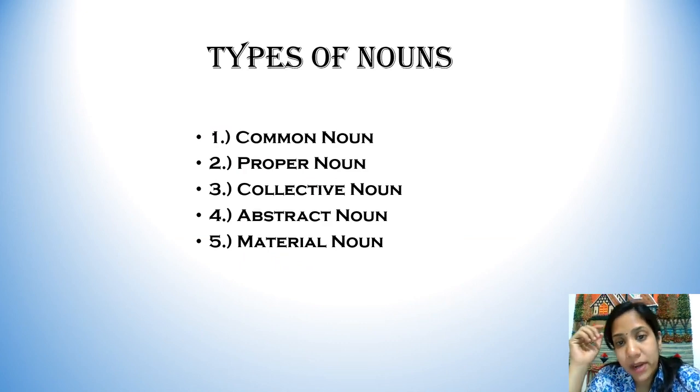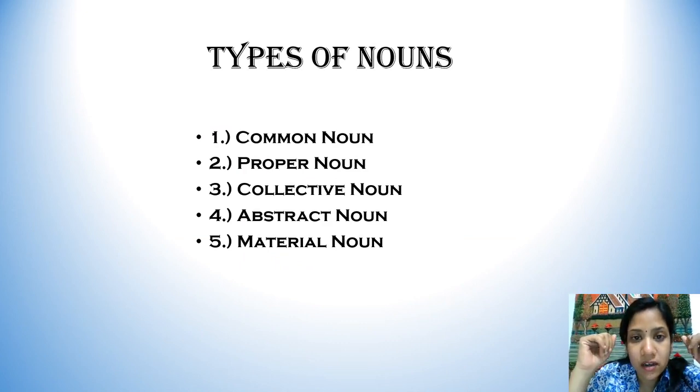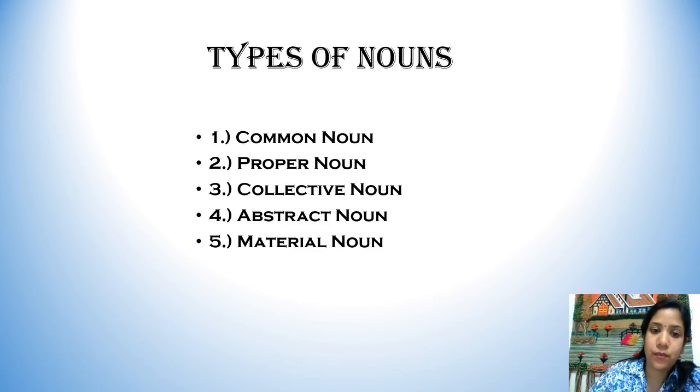Now we'll come to the topic, different types of nouns. Now generally we can divide the nouns into 5 types. That is common noun, proper noun, collective noun, abstract noun, and material noun. Now let's discuss about them in detail one by one.